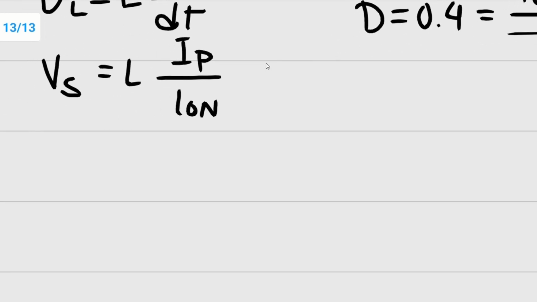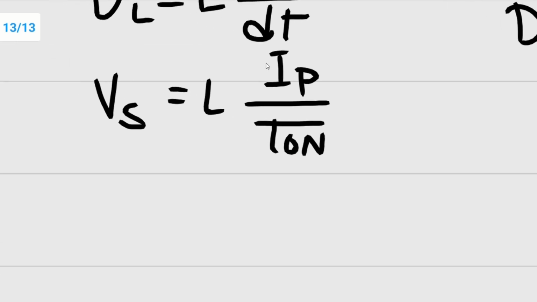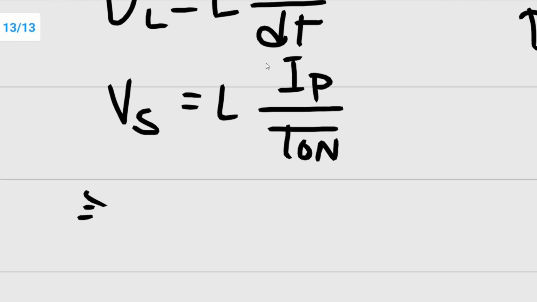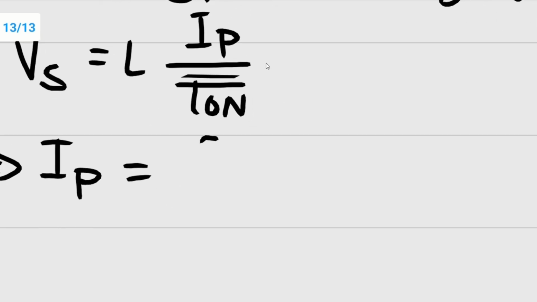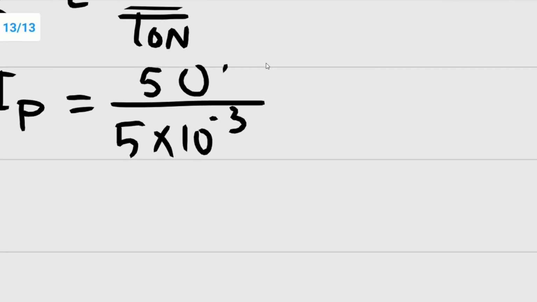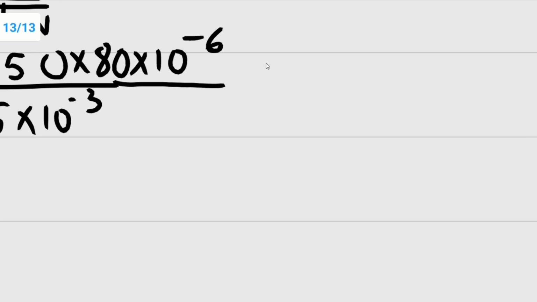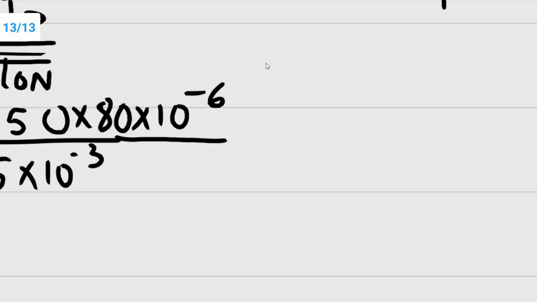So by placing the value of T on here, we can get IP: 50 by 5 into 10 to the power minus 3, into 80 into 10 to the power minus 6, and the value will be 0.8 ampere.